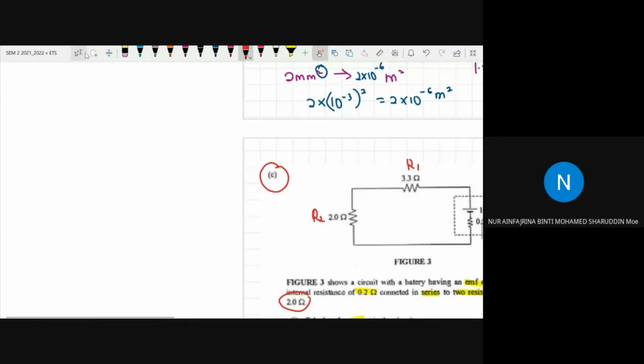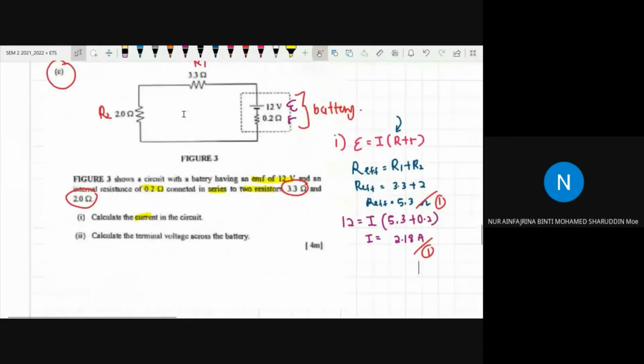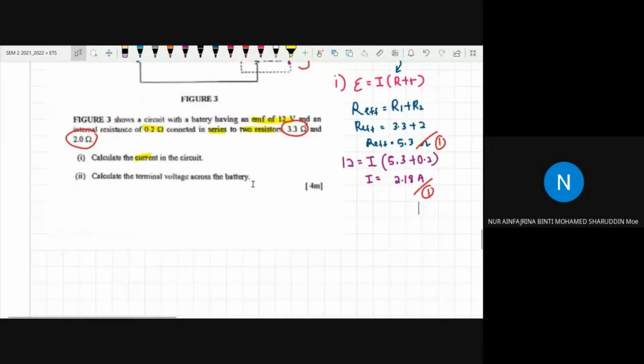Okay, so next one. Next one adalah calculate the terminal voltage across the battery. So kita nak pakai formula apa? Terminal voltage across the battery. Formula apa kita nak pakai? So for this one, sama je macam soalan yang tadi kita buat. We can use these two formula. Either EMF equals to V plus I darab dengan internal resistance, which we already know our EMF is 12. And we are looking for the terminal voltage. And we know the current is 2.18 and the internal resistance is 0.2.